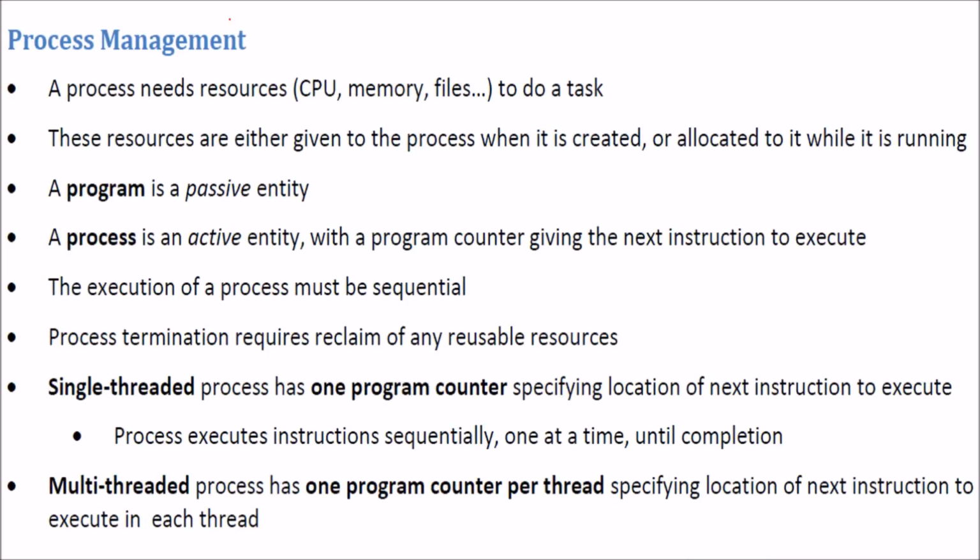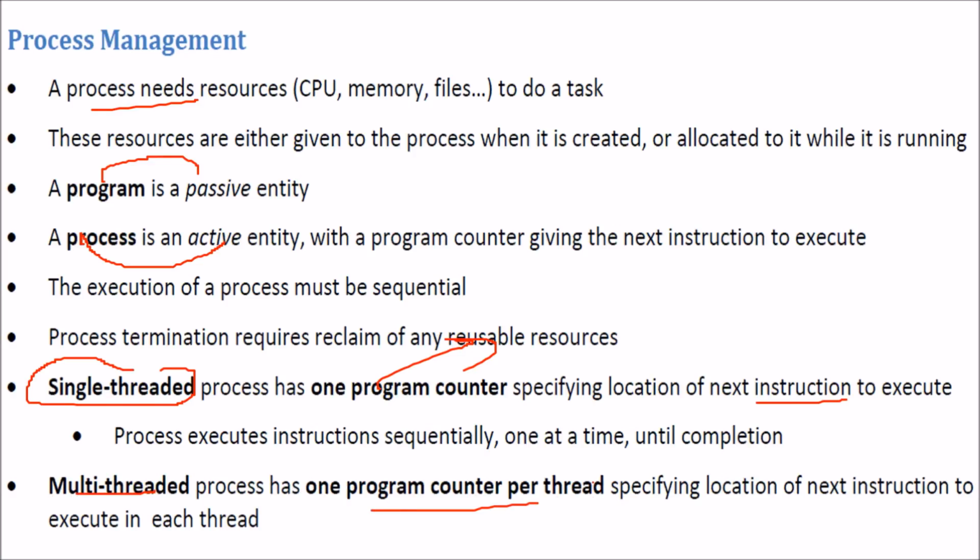Then we have process management. We have known that a process is a program under execution. A program is a passive entity, but the process becomes an active entity, because now it is running. Now it is actually dealt with by the CPU. We can have various threads for a process. We can have a single threaded process, which will have one program counter specifying the next instruction to execute. We can have a multithreaded process, with one program counter per thread.